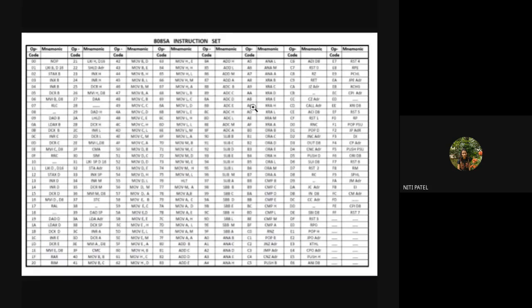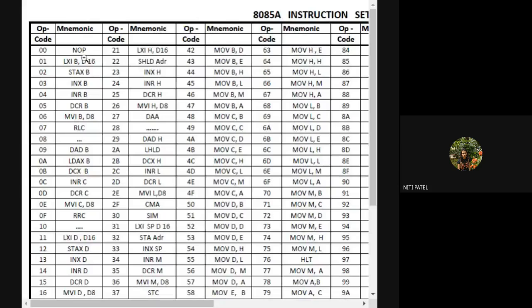Can you see this tab? Yes, ma'am. Can you see different instructions? NOP. Let me zoom in a little. Can you see this instruction? INX B, INR B, DCR B, MVI B, comma D8, DAD B. Can you see all the instructions? Yes, ma'am.